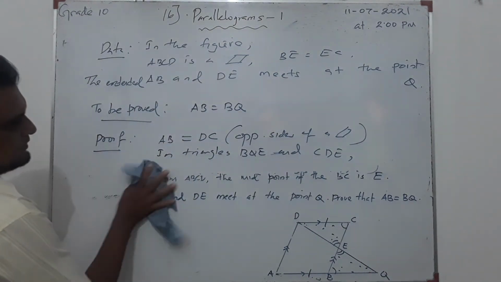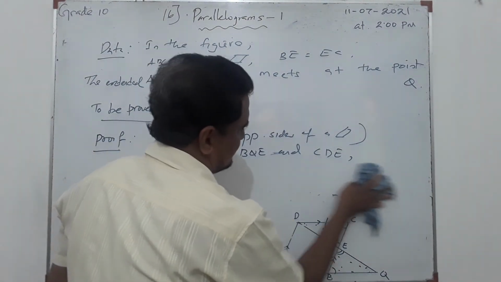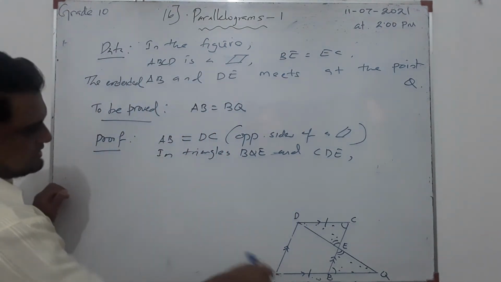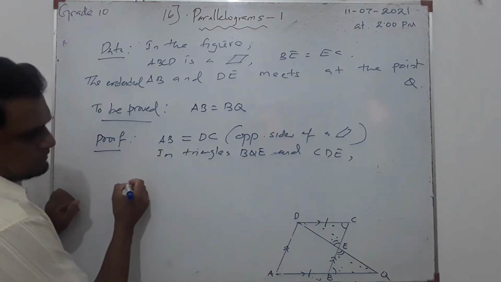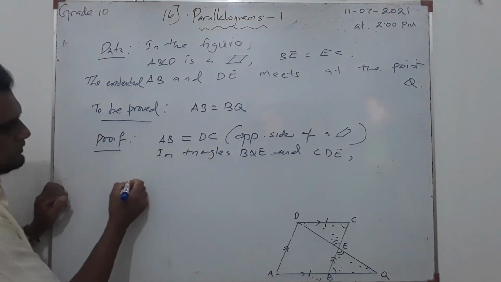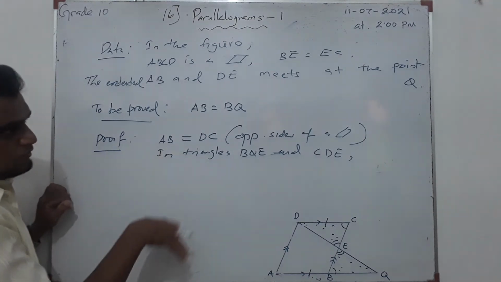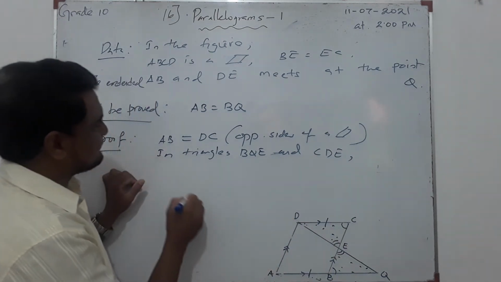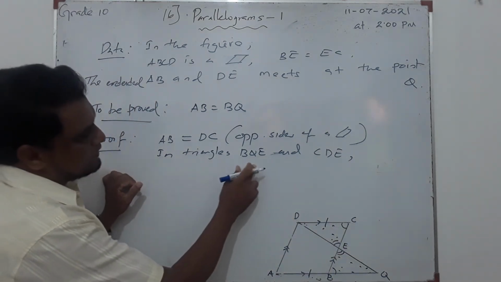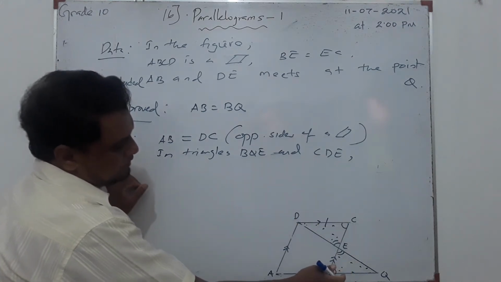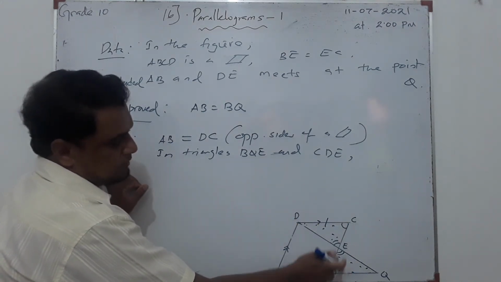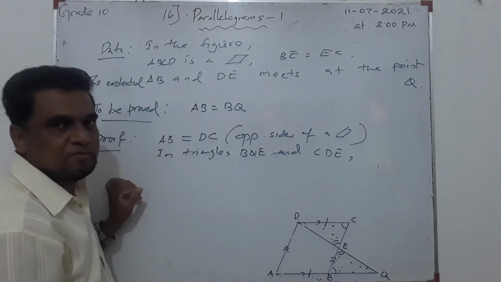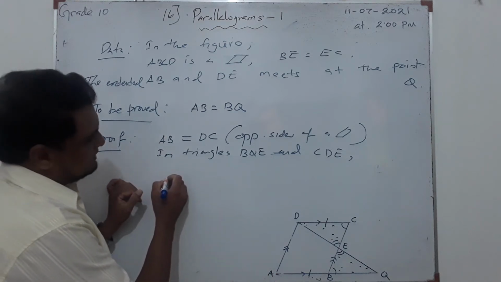Now I am going to clear this because I need to write the rest of the steps for the geometrical proof. So we have to clear this. Now write it down. Now one by one we can observe this picture. In triangles BQE and CDE, we can write one by one what you marked inside the figure. Okay, dear students, one by one.